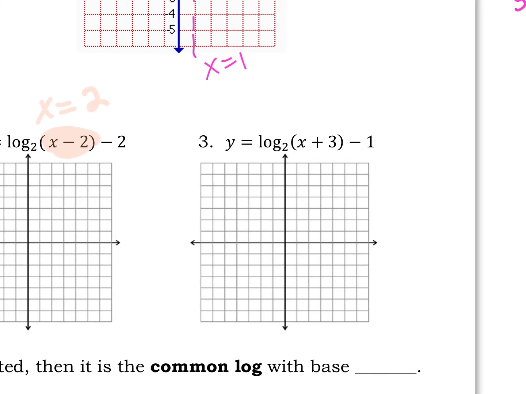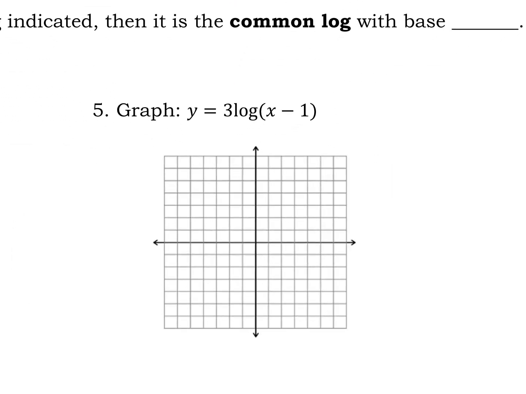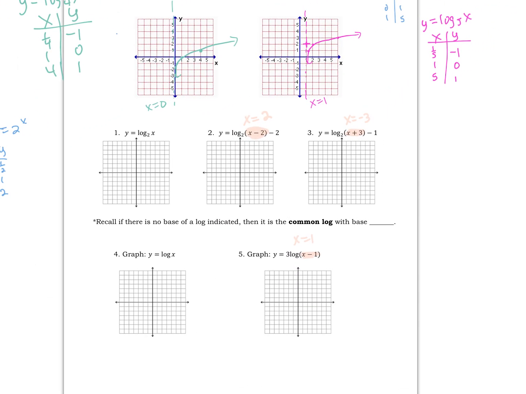What about this one, Drew? This third one? It would be -3. X is equal to -3, right? And what would this one be? We've got one other one. Ava, what would that one be? X equals 1. Okay, so wherever there's a number attached to the x inside that parentheses, that's shifting it to tell us where our new asymptote is.